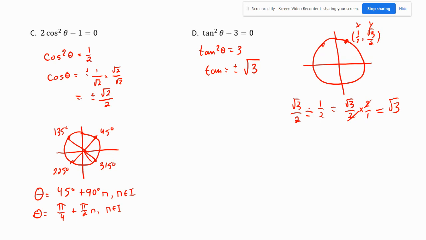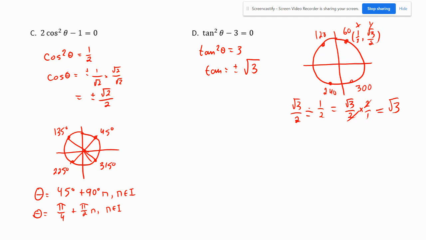So where does tan equal root 3? Here. It equals negative root 3 here, and these guys. So this point is 60, 120, 240, and 300.